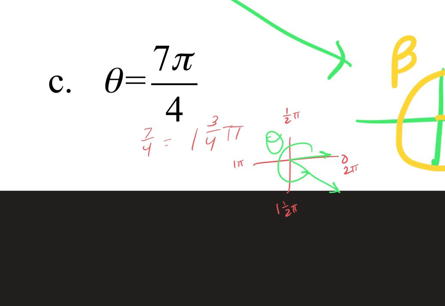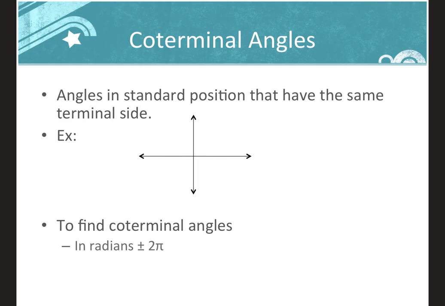Questions so far? Okay. Coterminal angles are angles in standard position that have the same terminal side. So there's no limit to how many times you can go around the circle. You could go around once, twice, 3 times, whatever. There's no limit. Every time you start at 0 and end at the same spot, those are called coterminal angles.